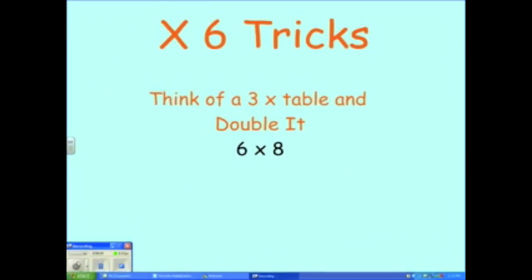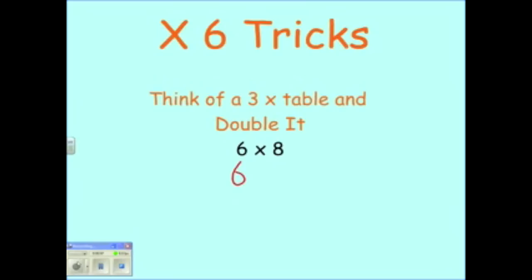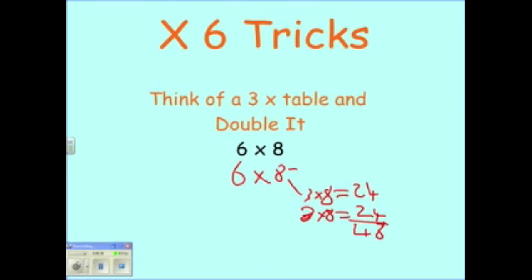Right, now I'm going to show you the think of the 3 times tables and then double it trick. So let's take an example as 6 times 8. Make the 6 times 8 into 3 times 8 and 3 times 8. I use 3 because 3 plus 3 equals 6, and 8 is what we are multiplying it by. So this is 24, so this will also be 24. And if you add them together, it will become 48. So that's the answer to this.